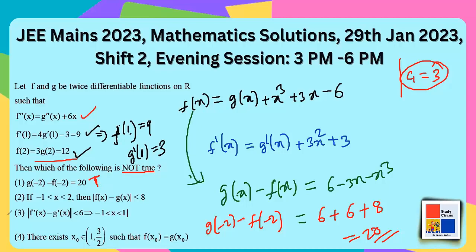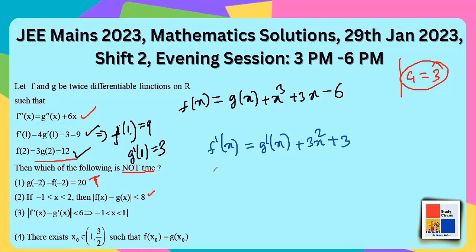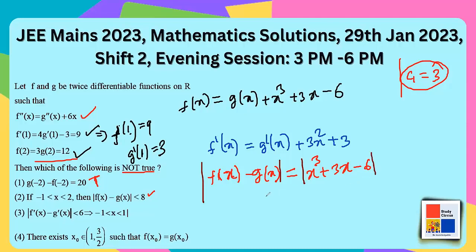Okay. Now let's look at the second one. For the second one, I have to write f x minus g x is equal to x cube plus 3x minus 6. And they're asking about the modulus of this. So the mod of this is the mod of the right hand side expression. You have to tell whether it is going to be less than 8 whenever x is between minus 1 and 2. So you have to comment about the values of this particular expression in the interval minus 1 to 2. Okay. So let's try to figure out the values.